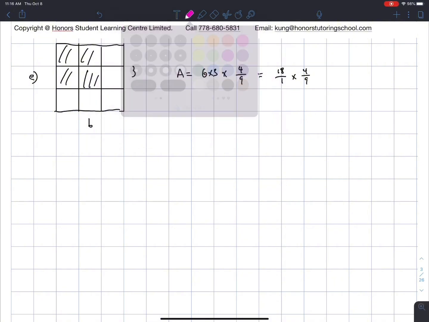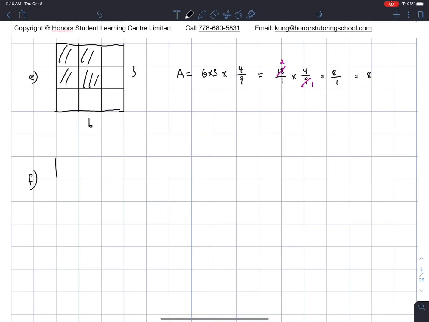And before I multiply, I simplify. Divide the 9 by 9 to get 1. Divide this 18 by 9 to get 2. So it's always one numerator and one denominator when we try to simplify. 2 times 4 is 8. Denominator 1 times 1 is 1. 8 over 1 is just 8.